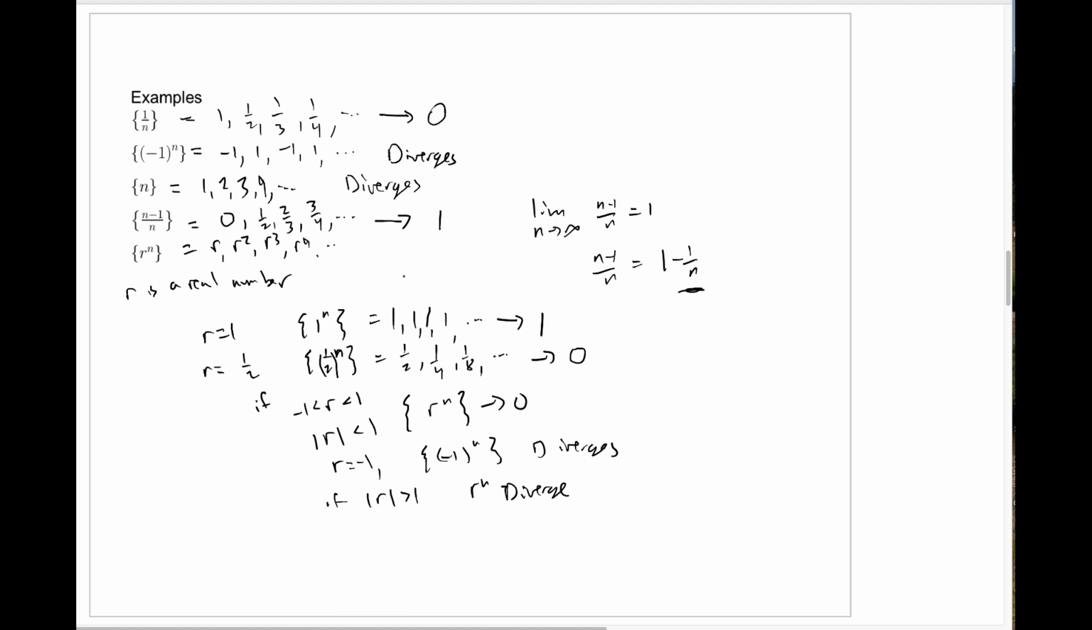So what's our conclusion with all of this? Our conclusion is that this sequence r to the n converges to 0 if the absolute value of r is less than 1, converges to 1 if r equals 1, and it diverges otherwise.